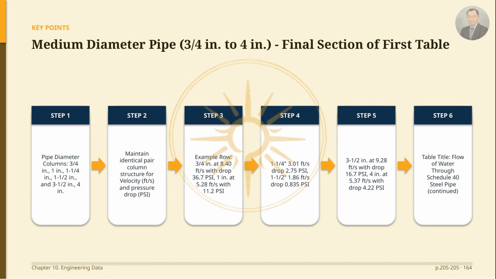At the end of the table, a 3.5 in pipe is listed at 9.28 feet per second with a drop of 16.7 psi, and a 4 inches pipe at 5.37 feet per second with a drop of 4.22 psi. The title of this table is Flow of Water through Schedule 40 Steel Pipe, and it continues into the next table.